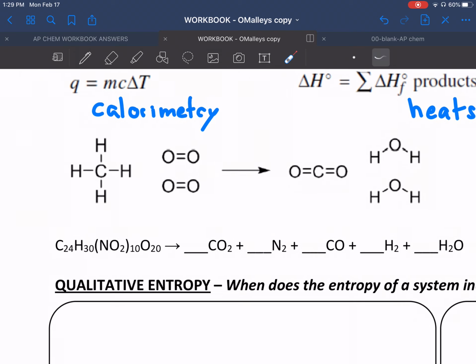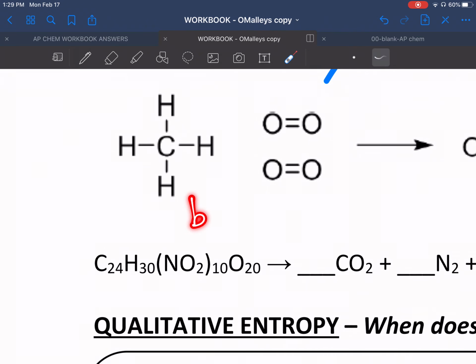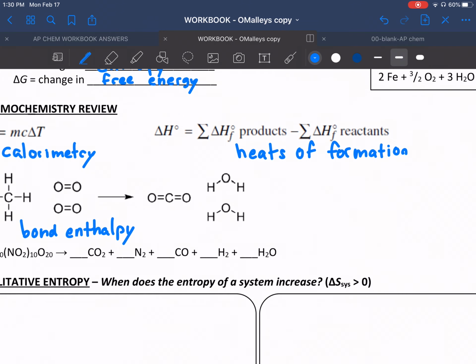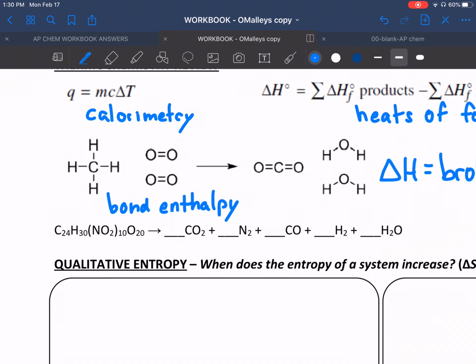There is looking at chemical bonds. There's using bond energies or bond enthalpies. And recall, if we want to look at the change in enthalpy of a reaction using bond energies, it's simply the broken minus the formed. And we did a lot of calculations like this back in the first semester.